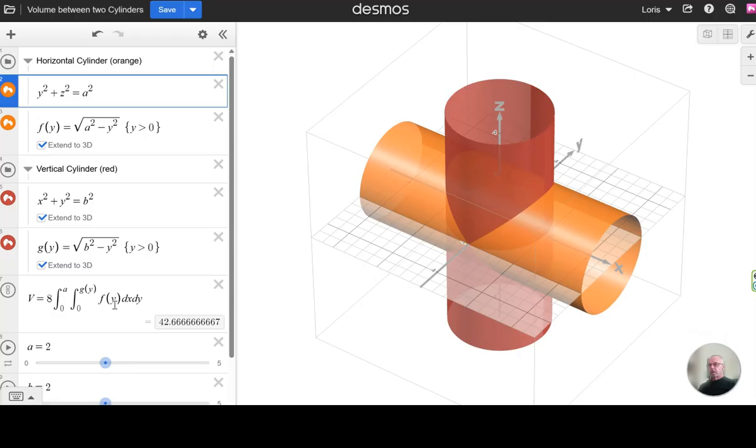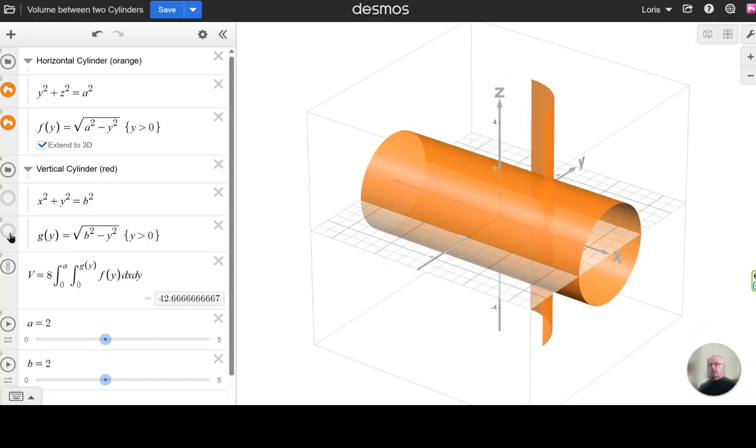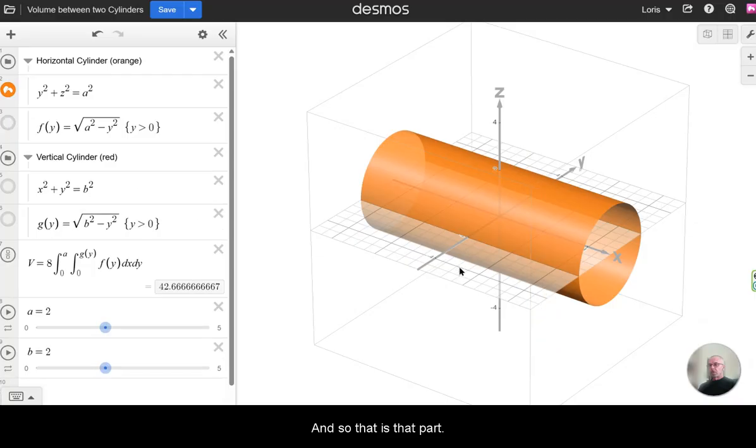So we're really just going to integrate f of y. f of y says y is greater than 0, but also z is greater than 0, because otherwise this would have been plus or minus if we're looking at the part of the orange cylinder below the xy plane. This is the part of the cylinder above the xy plane, so above the xy plane and above the x-axis. With that said, that's what goes here as our integrand. So the integrand is going to go from the xy plane up to the orange object there.